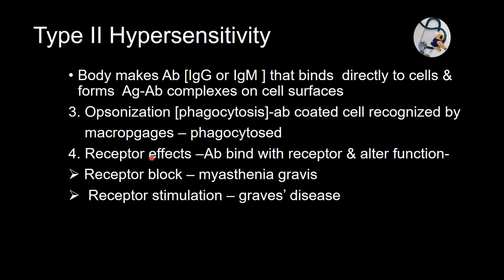Third is by opsonization. The antibody coated cell is recognized by the macrophages, and then the cell is phagocytosed. This is the way they kill the cell.